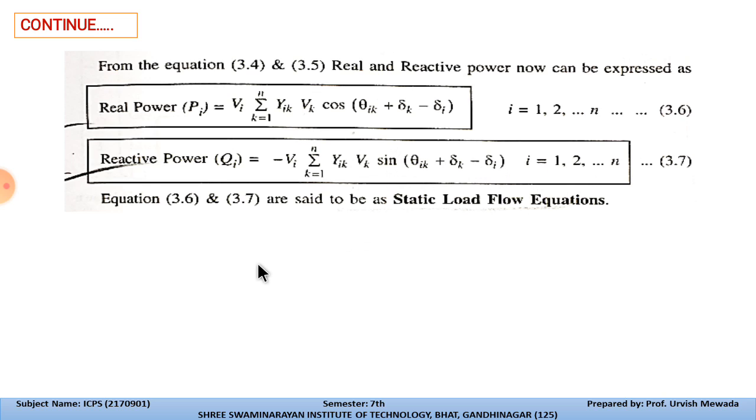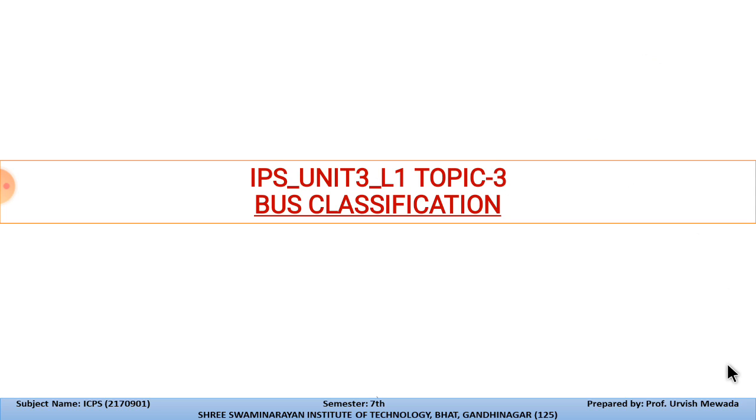So equations 3.6 and 3.7 are said to be the static load flow equations. From that we will calculate examples related to these equations. So this is the static load flow equation. This is the most important theory, and it is repeatedly asked in your GTU exam. So try to solve it your way, or practice this question and answer.